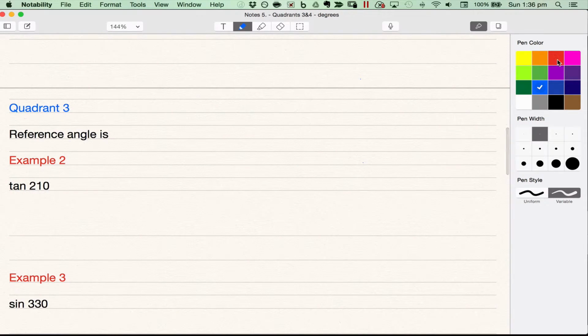Let's have a look at quadrant 3. For quadrant 3, our reference angle is whatever your angle is, so this angle here, minus 180 degrees. Let's look at how that looks in the example.